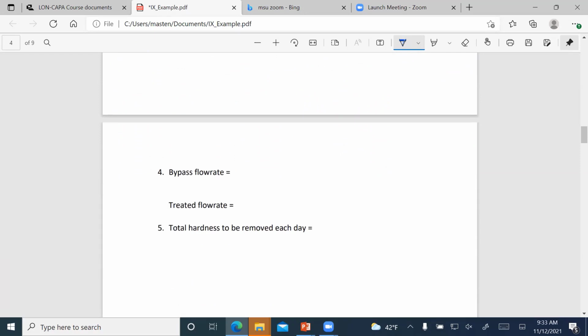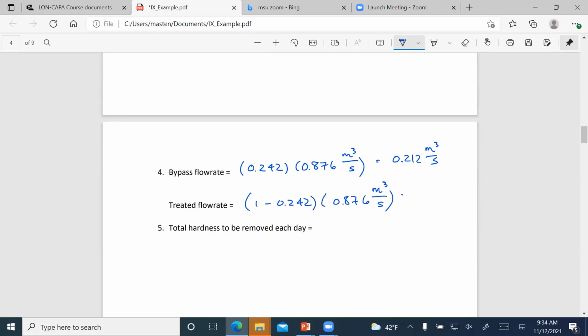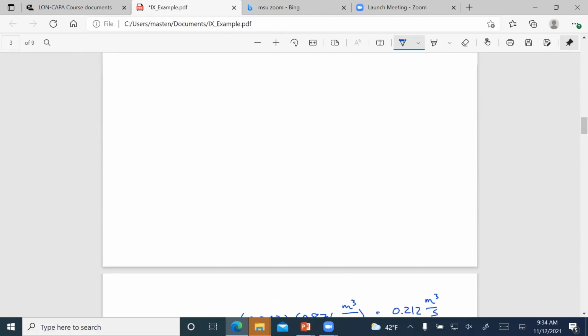So the bypass flow is 0.242 times 0.876 meters cubed per second, and that is equal to 0.212 meters cubed per second. And the treated flow is 1 minus 0.242, again, times the same flow rate, and that is equal to 0.664 meters cubed per second.